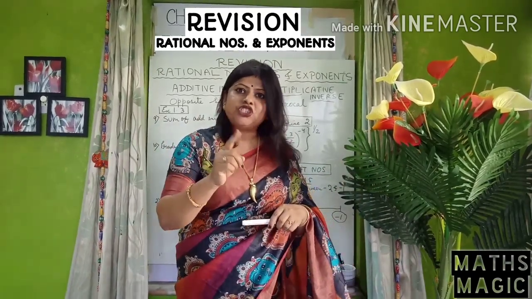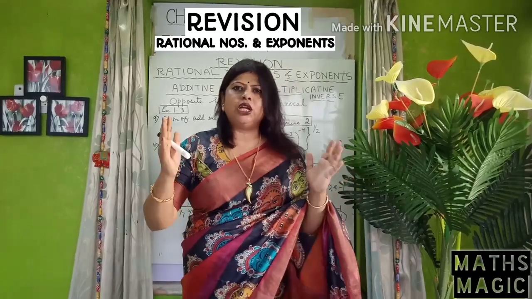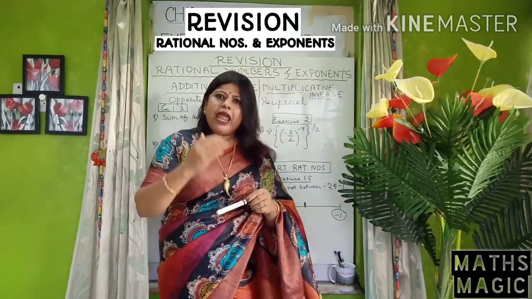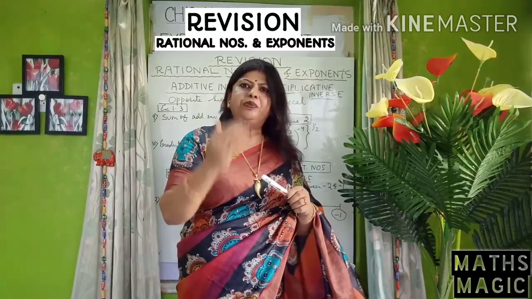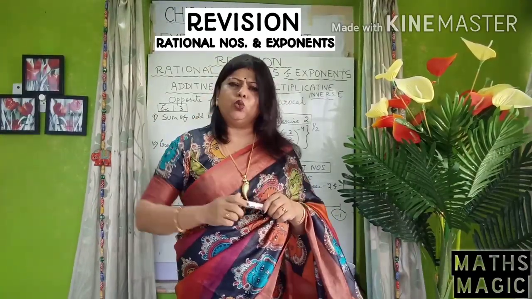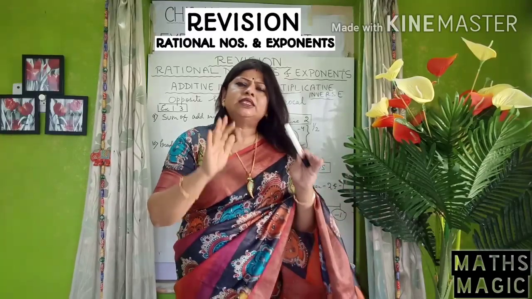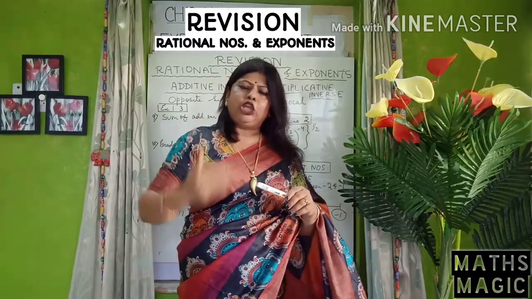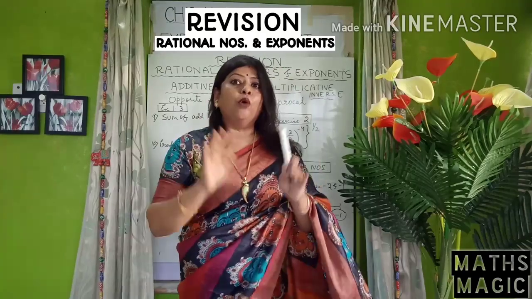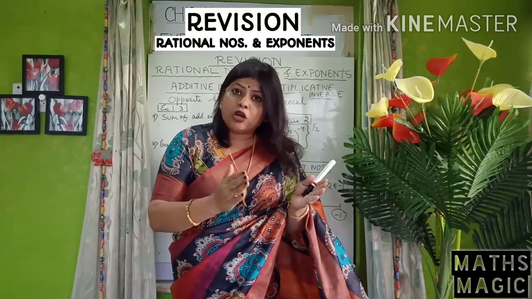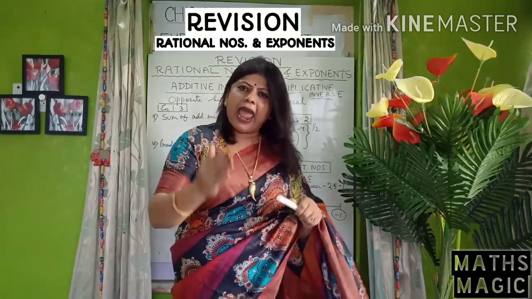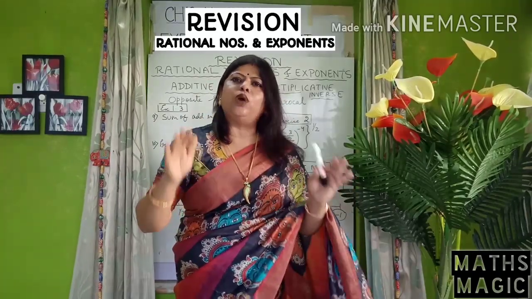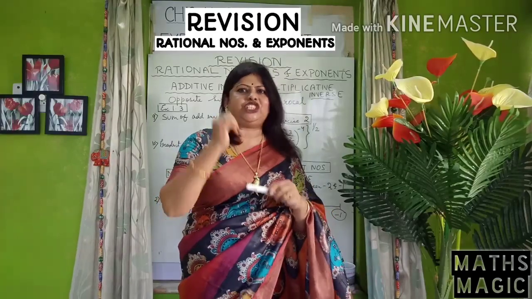Children, the first chapter, that is rational numbers. Now, what do you mean by rational numbers? Any number which we represent as P by Q. That means rational numbers are simple fractions. But what is the difference here? P by Q, where P and Q both are integers. It can be positive, it can be negative. And your denominator, that is Q, will not be equal to 0. So these are rational numbers.